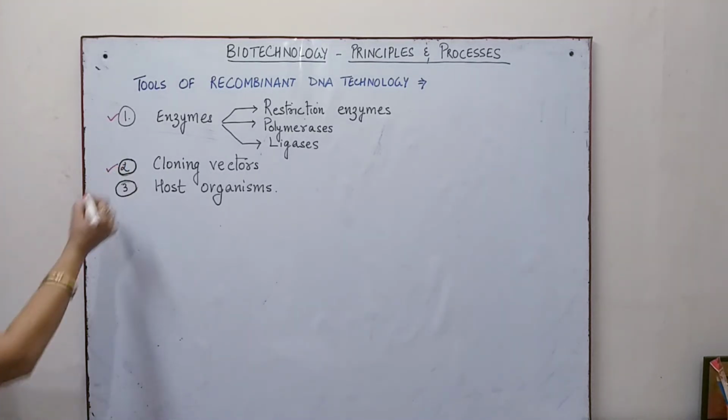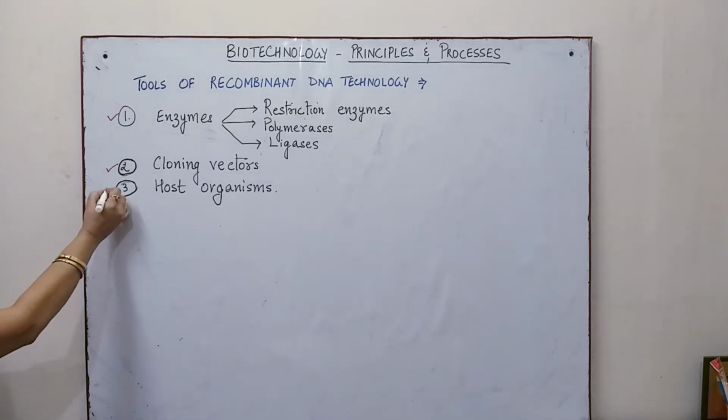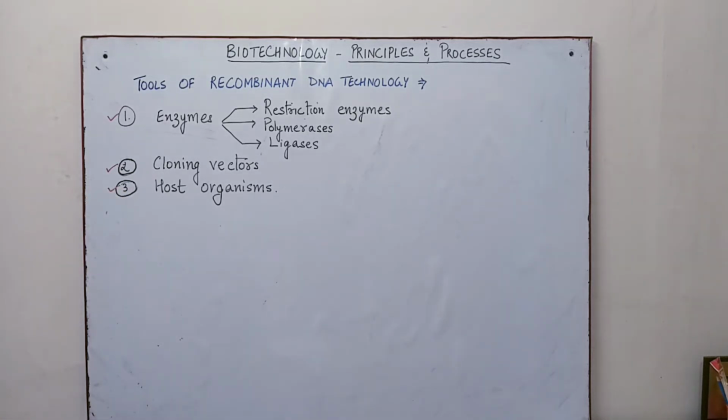The second is the cloning vectors, the suitable vectors where the fragments of DNA cloning will take place, and the host organism, where they are utilized to produce the desired protein in large quantity. So first let us begin with the restriction enzymes.